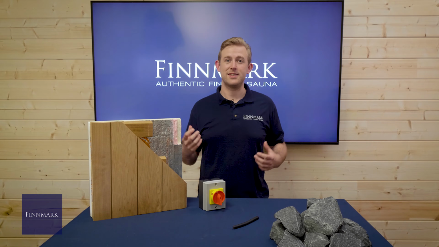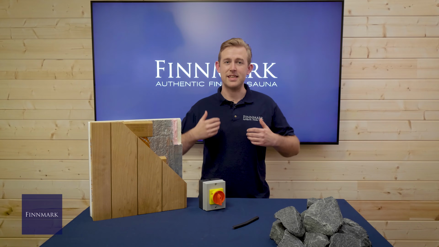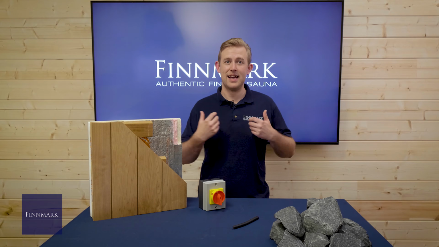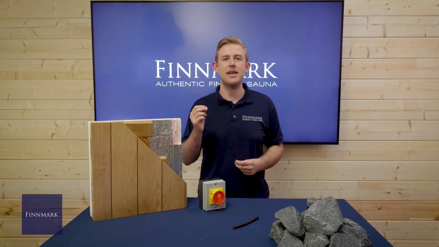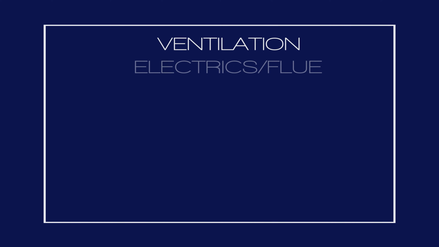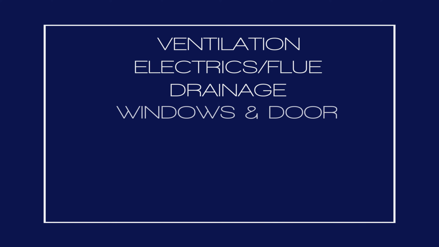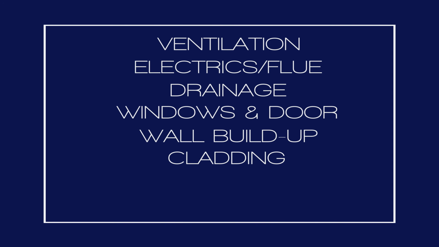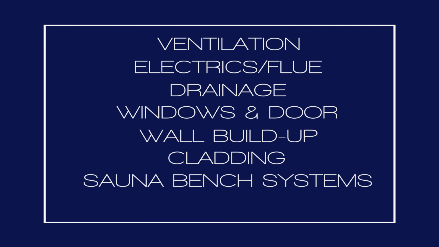The first couple of things to consider when specifying a sauna is the interface areas between the rest of the space and the sauna itself, as well as the M&E requirements, or mechanical and electrical requirements. The M&E requirements for most saunas include ventilation, electrics or flue if it's a wood-burning sauna, and drainage. There are also key interface areas such as the window and door. We'll also briefly touch on these and the sauna wall build-up, as well as cladding and best practice when it comes to specifying sauna bench systems and internal layouts.